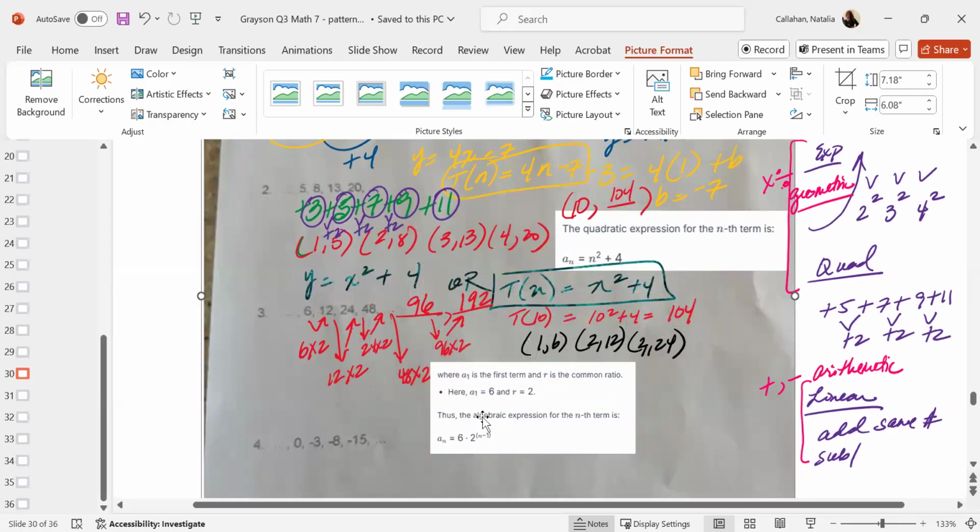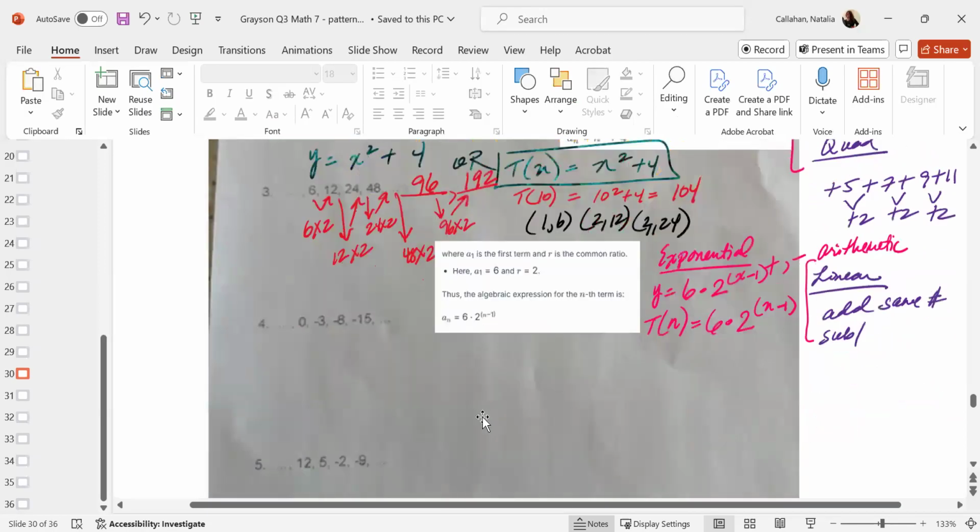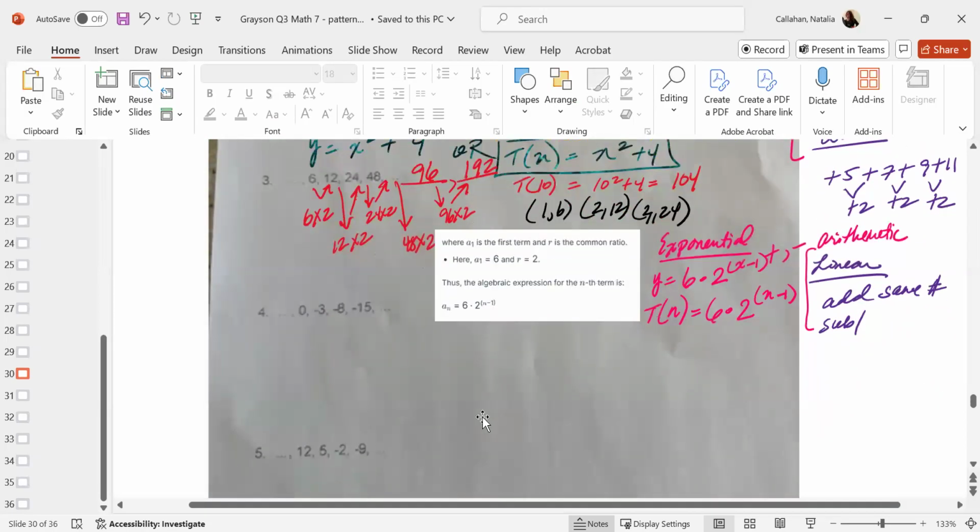Okay, so then what you can say, this is arithmetic, or I'm sorry, it's asking for exponential, right? So write that down, exponential, and it is y equals 6 times 2 to the x minus 1, or t of n equals 6 times 2 to the n minus 1. That's your equation, okay? Two more to go.